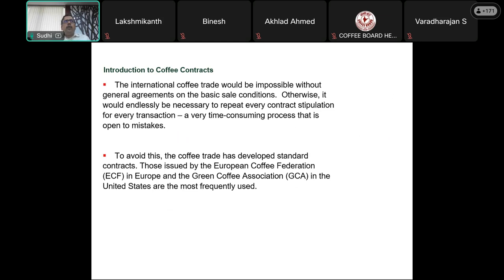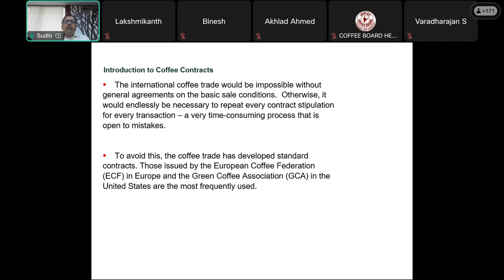So if you go through that, it will talk about how the claims have to be settled, what price fixation is, and how the quality is handled. All the details of the contracts are available, and everybody is bound and abided by this European Coffee Federation contract. This way it makes things simple, so that we do not have to make specific contracts for each country and each customer.